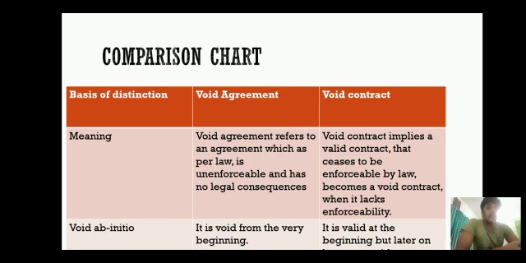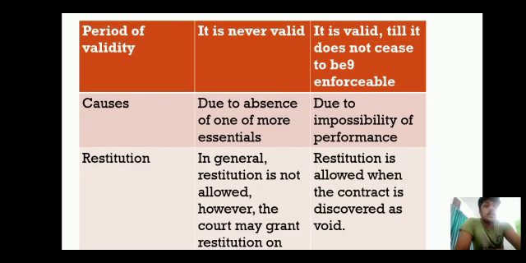It implies a valid contract that ceases to be enforceable by law becomes a void contract when it lacks enforceability. In the beginning it is enforceable by law, but when it ceases to be enforceable, it is known as a void contract. A void agreement is void from the beginning. A void contract is valid at the beginning; later it becomes void.